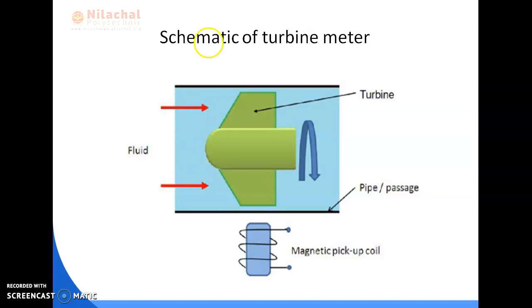This is a pipe, and inside this we will mount a turbine rotor blade. Whenever the fluid strikes the blade of the turbine, due to the force it will rotate, and that rotation will be counted by this magnetic pickup coil due to the magnetic pulses generated. And by this means we can measure the flow of a fluid.